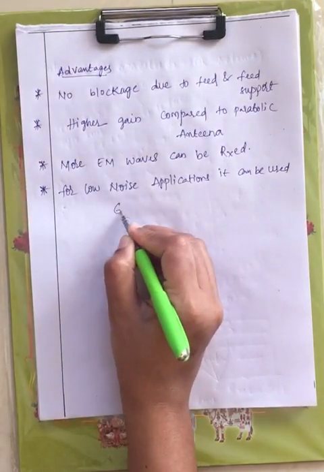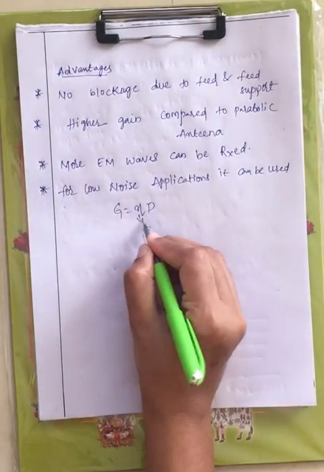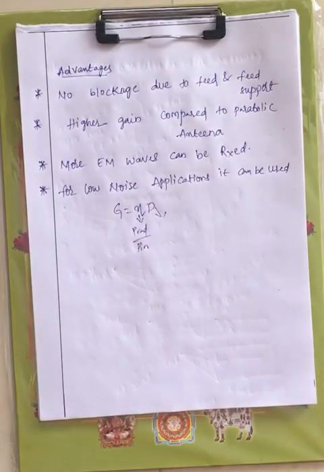Now how will you calculate gain? Gain is nothing but efficiency into directivity. Efficiency is nothing but radiated power by input power, right? Directivity is the ratio of the maximum radiation intensity radiated by the antenna to the radiation intensity of the isotropic antenna. We have seen this in previous lectures, right? If you compare the gain of your parabolic antenna with the gain of your lens antenna, the gain of your lens antenna is greater than the gain of your parabolic antenna, and for low noise applications this can be used, right?